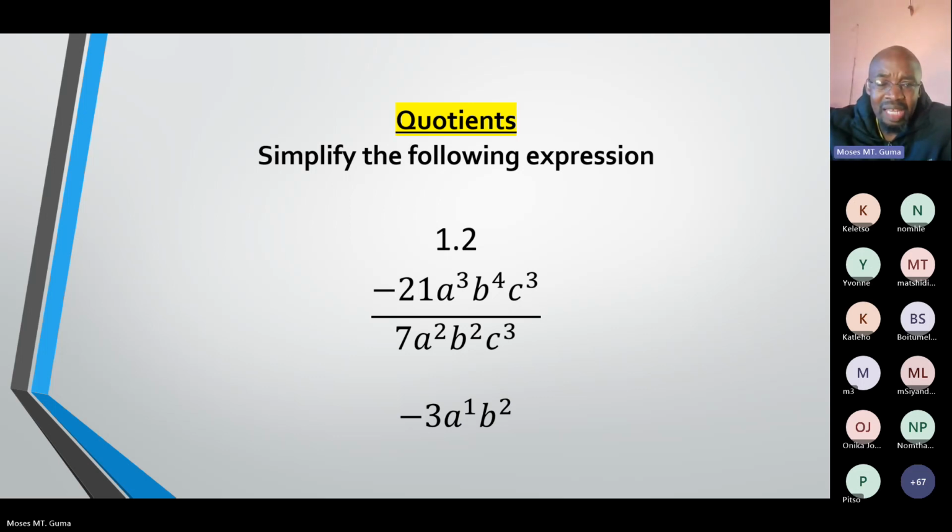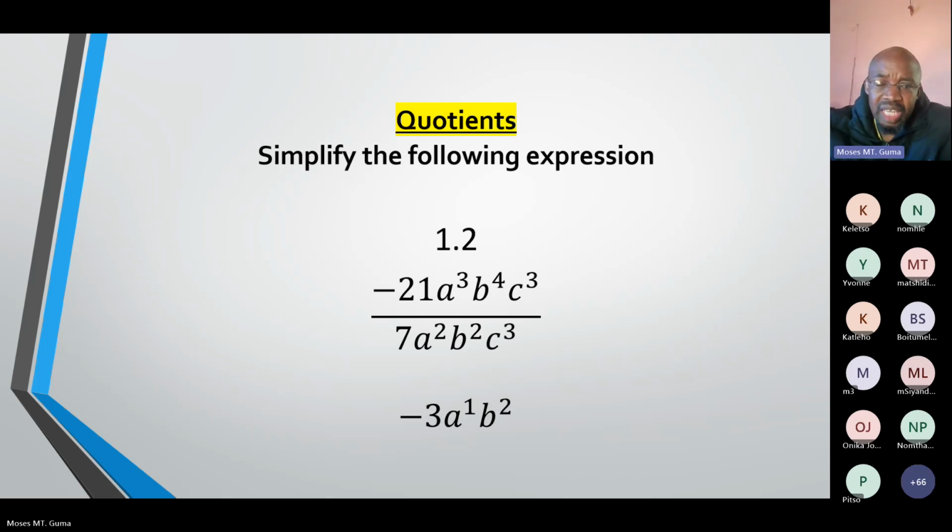Now, in this one, it's a straightforward division. What do I mean by that? Because I'm multiplying and dividing, I'll divide the same. Negative 21 divided by a 7 is a negative 3. A to power 3 divided by a squared. Again, powers with the same base. It would be 3 minus 2, which is a 1. I can see some of you smiling there saying, but we did this in exponents. Yes, that is mathematics for you. B to power 4 divided by b squared. That is, again, powers with the same base. It would be 4 minus a 2, which is a 2 there.